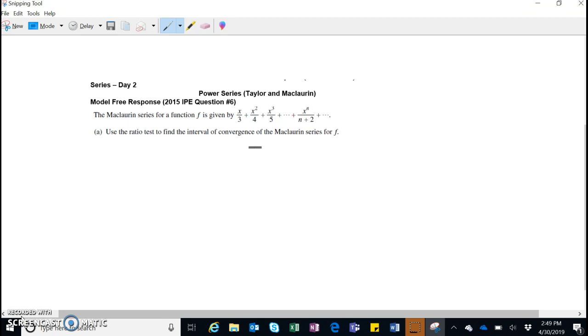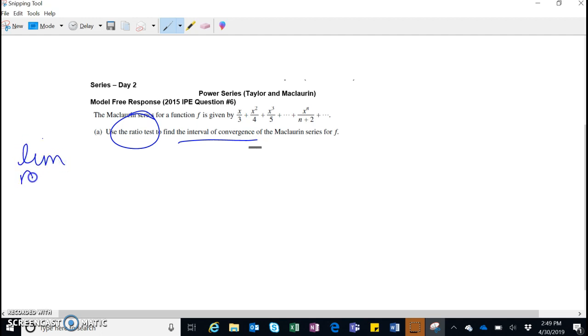This was a free response question on the International AP exam a couple of years ago. So we have a Maclaurin series for f given by this summation over here. And in part A, we had a very predictable and nice request to use the ratio test to find the interval of convergence for our Maclaurin series. So a ratio test is something that I hope we're asked for, because if you can run through this a few times, it's a pretty predictable request.